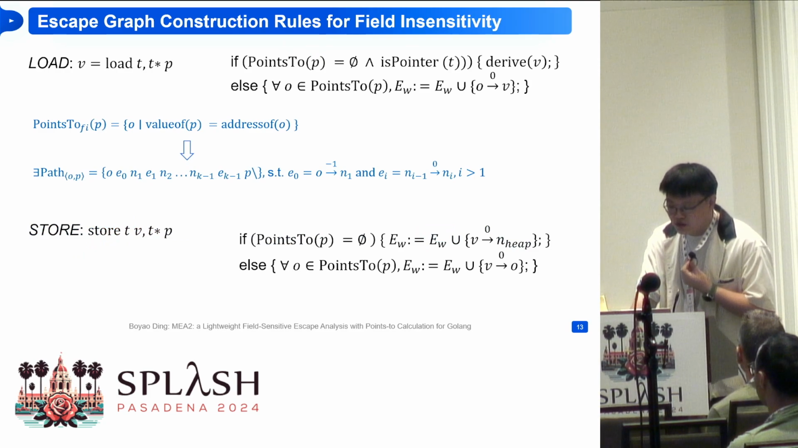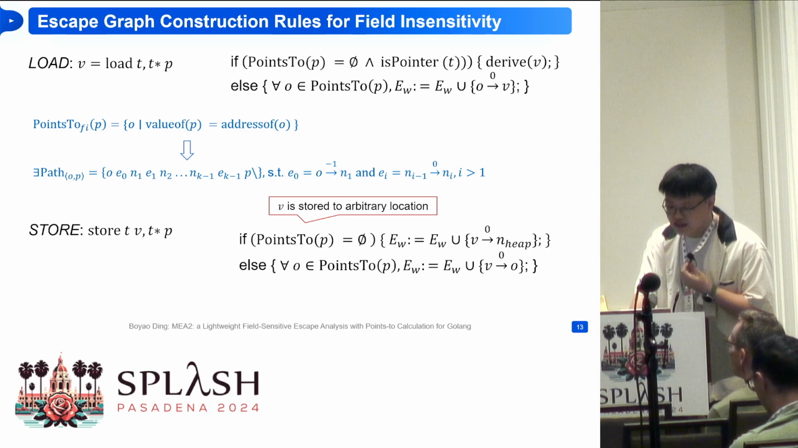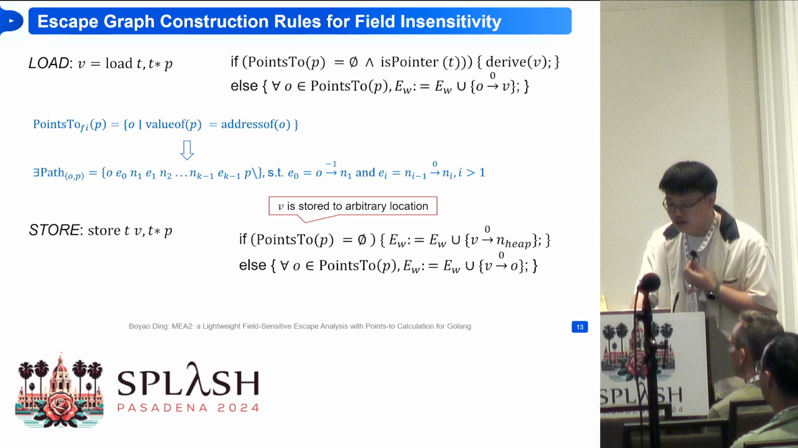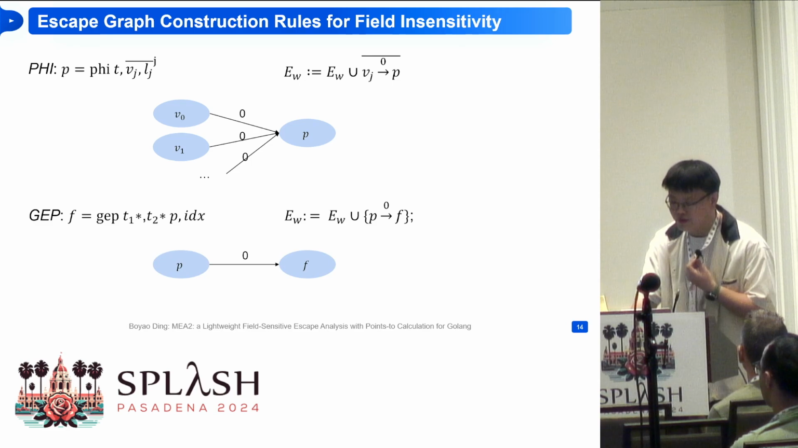The rules for store instructions are similar. When the points-to set of P is empty, we conservatively consider that the value of V is passed to our heap object. Otherwise, we can consider that there is an assignment from V to the object pointed to by P. Next, for the find instruction and get element pointer instructions, we will just consider them as assignment.